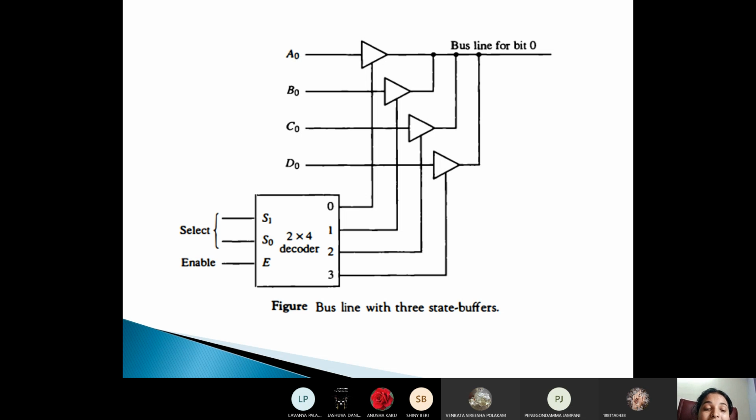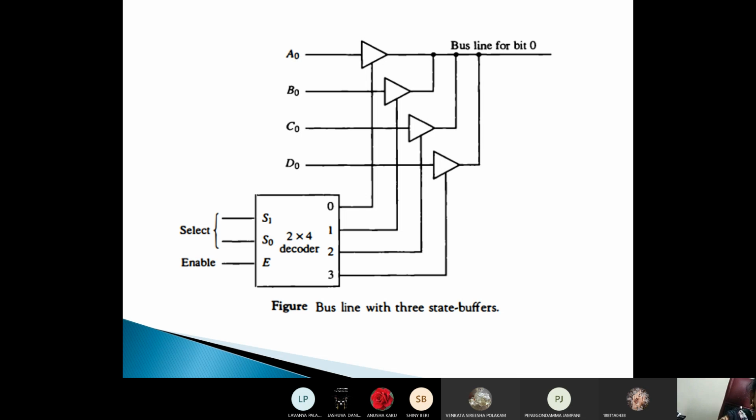The three-state gate outputs can be connected with wires to form a common bus line without any loading effects. So what is the main distinction we are having? A normal buffer has both a normal input and a control input. The control input determines the output state.